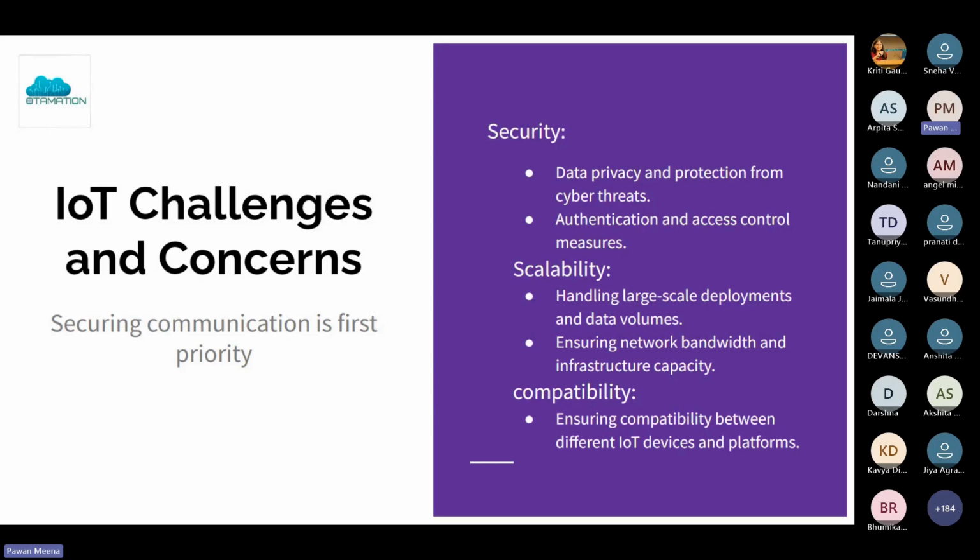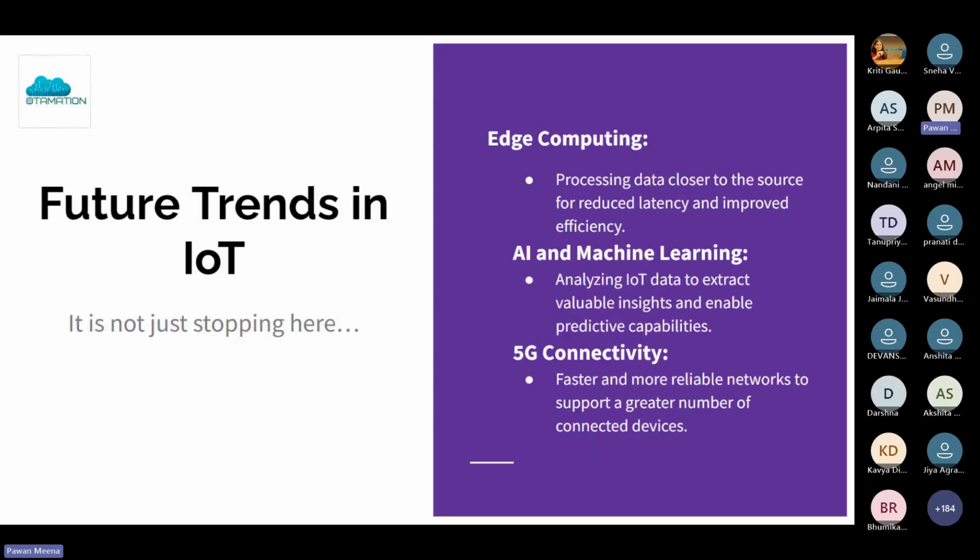These are the challenges and concerns about the IoT. Next is the future trends in IoT. It is not stopping here. Definitely, I think it is just the beginning of IoT. We are going to see various different kinds of automation in our life, in our home, in our industries, in other kinds of systems like colleges, in agriculture, in hospitality.